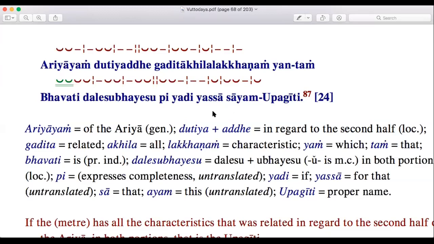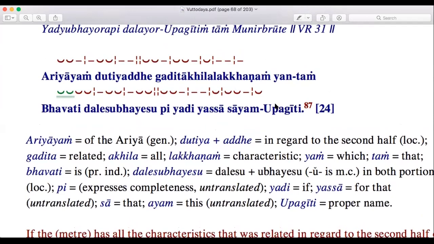So word break is not in both halves because the condition is not there. The condition is that the fifth group should be a nagana. So that condition is not there. Because of that, word break is not there. Otherwise, word break should be there. So I think it's clear for you. What has been done is that the second half of a normal Arya verse is repeated here. Okay, are there any questions?